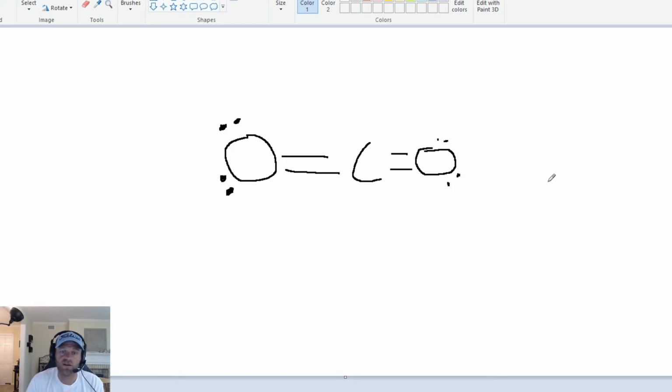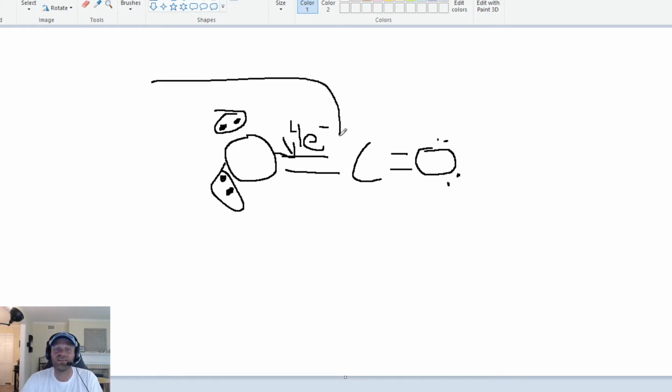Okay, so now I'm going to go through and count all the electrons associated with each atom. The oxygen has 4 in lone pairs, right? 2 here, that makes 4, but it has 4 electrons locked up in this double bond. Okay, 2 for each line. So that's actually 8 electrons around an oxygen.